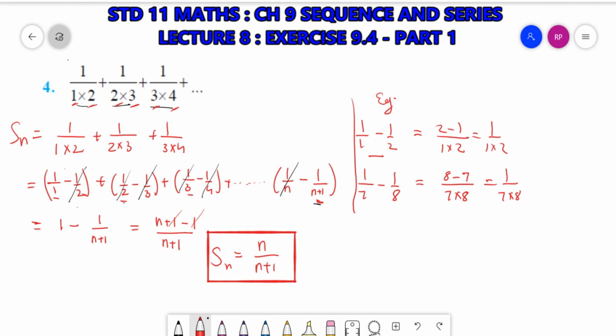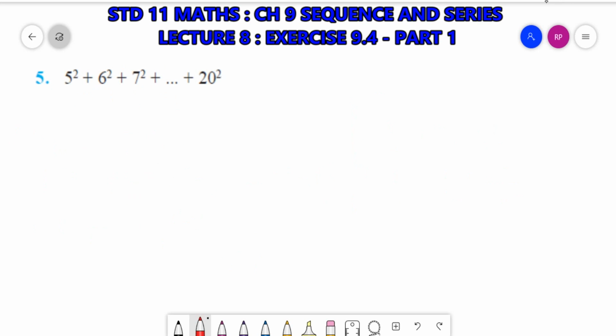Now let's see the next, that is question number 5. It's here to find out the series Sn, where Sn is equal to 5 square plus 6 square plus 7 square up to 20 square.